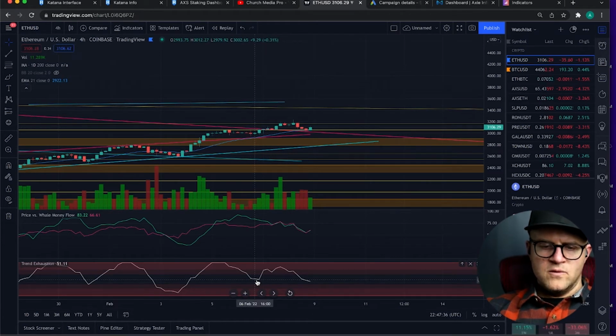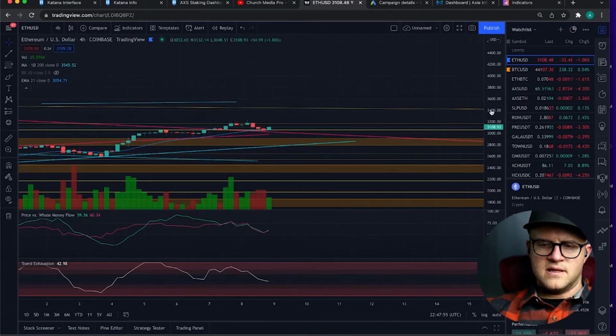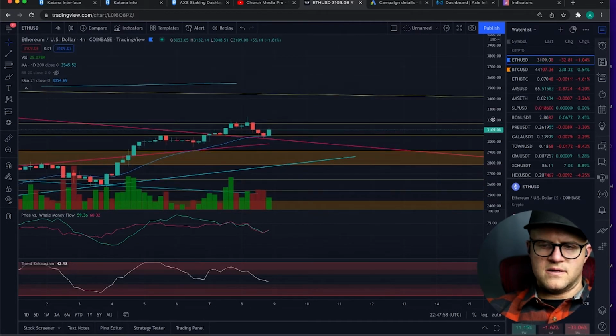But when I saw this one kind of peak out here, and I saw the whale money flow not go any higher, I knew it was time to sell in this range here. And now we did go a little higher, but I sold some of my profit here, and then I got in again kind of at this retest. And look at this retest, guys. Look how confluent this is.